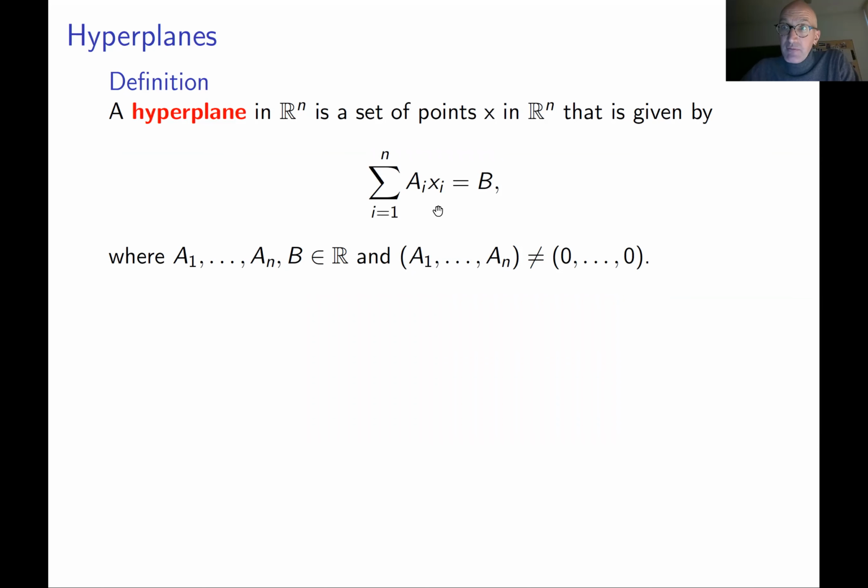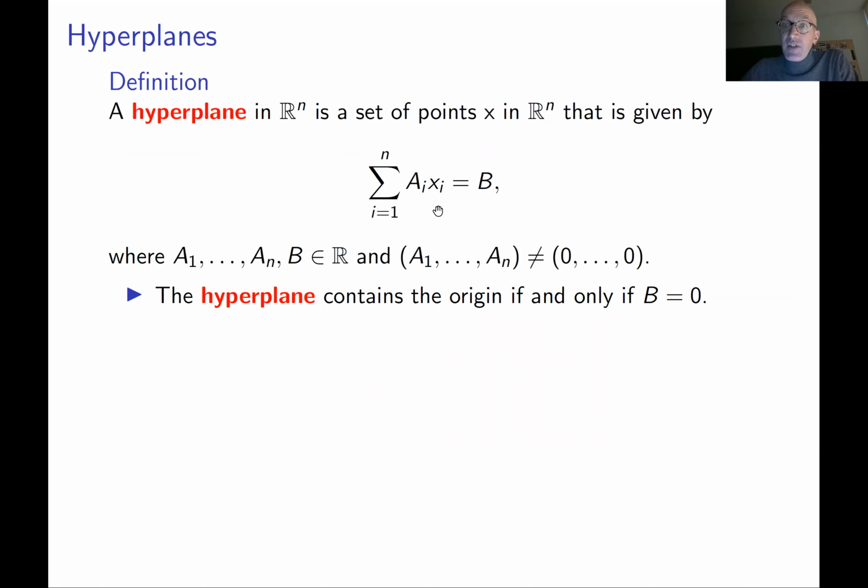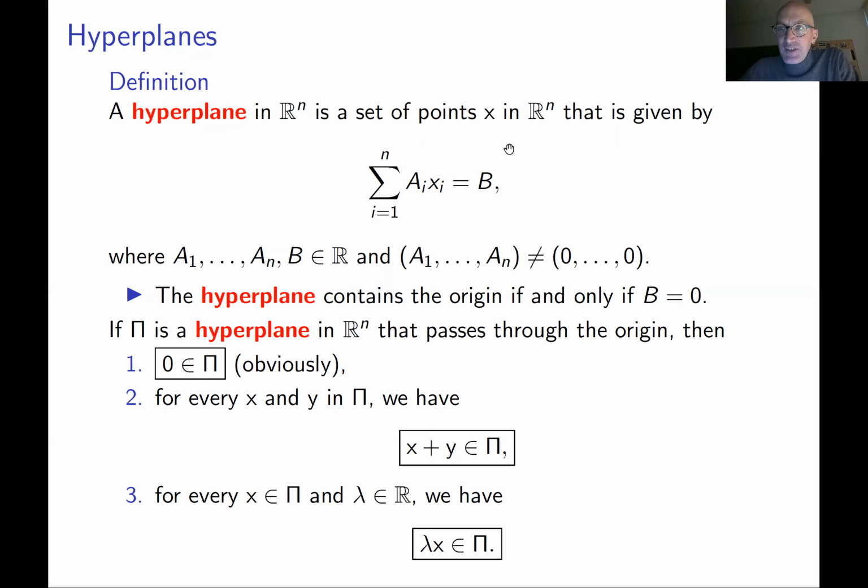If a hyperplane passes through the origin, then we necessarily have b equal to 0. You just need to substitute 0, 0, 0 into this equation and you get that b must be 0. In this case, hyperplanes have three special properties. Let me list them. The first property is clear. The origin is contained in the hyperplane by definition.